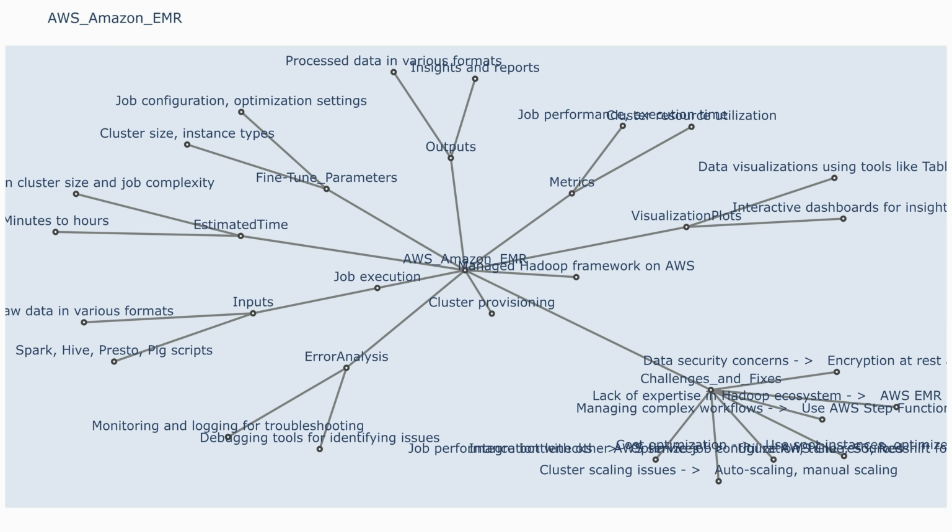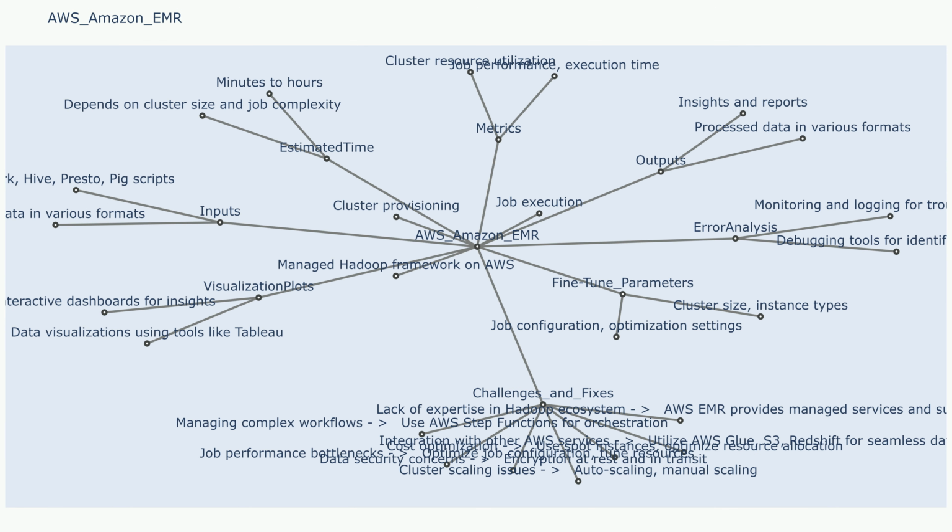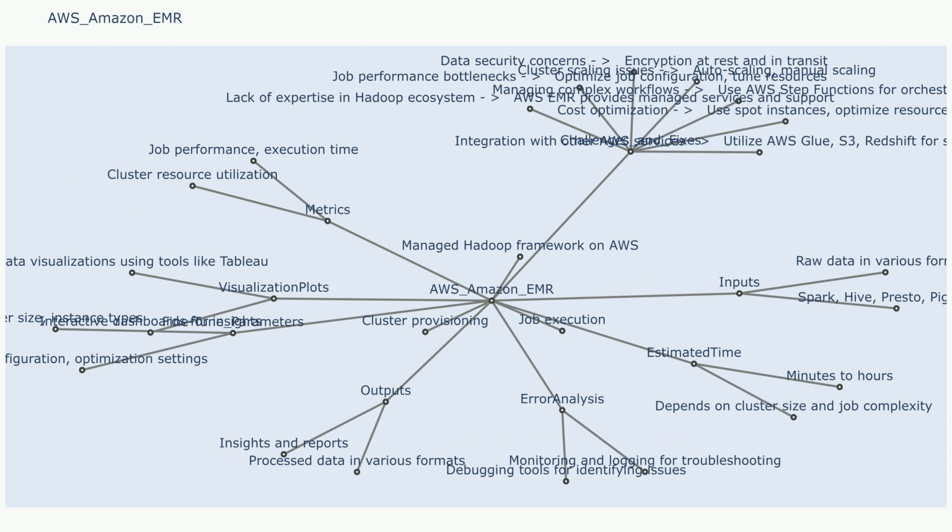YAML. Prerequisites for Amazon EMR. 1. IAM role. Purpose: grants Amazon EMR access to necessary AWS resources. Explanation: Amazon EMR needs permissions to perform tasks like launching instances, accessing data in S3, and writing logs to CloudWatch.